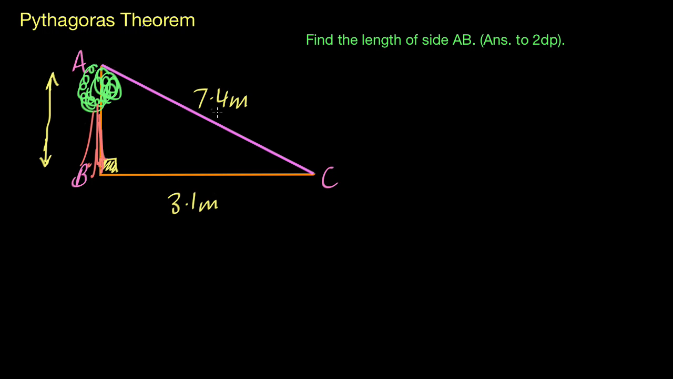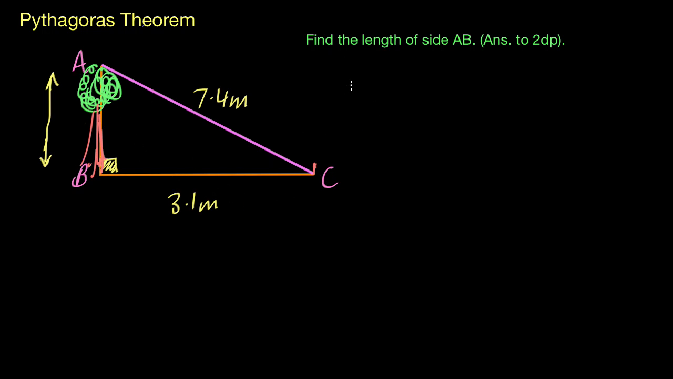It goes from the top of the tree. It's been nailed down at this point C, and we know the distance from the tree to that nail is also 3.1. So can we use that information to find the height of a tree? Well, as long as it's a right angle, as long as we know that the tree goes straight up and that this ground is flat, we can use Pythagoras.